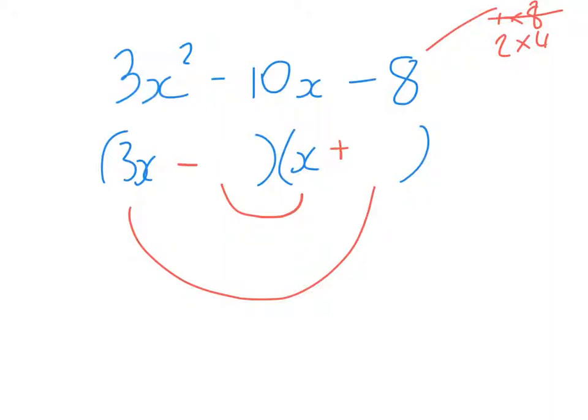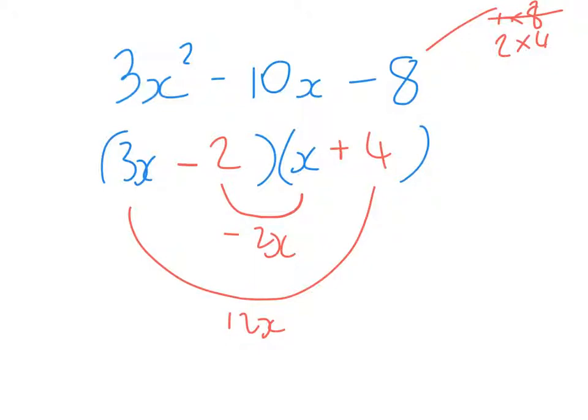Okay, so I know that my signs are going to be different because I have a minus here. So I'm going to keep this minus here and keep this plus here, but I might change it in a minute to a plus and a minus. But now I'm going to try 2 and 4. So minus 2 times x is minus 2x. And 3x by 4 is 12x. So minus 2x plus 12x is going to give me 10x, which is close, but it's not minus 10x. So that won't work.